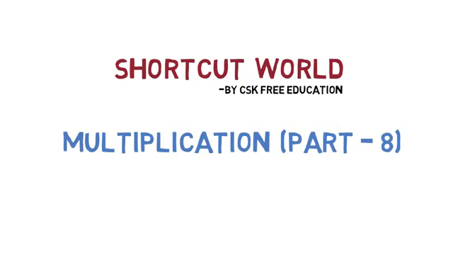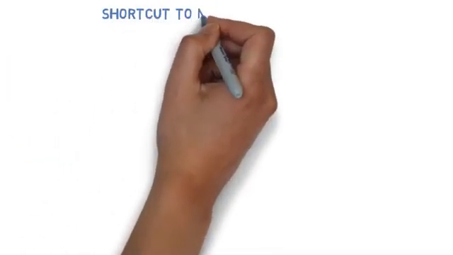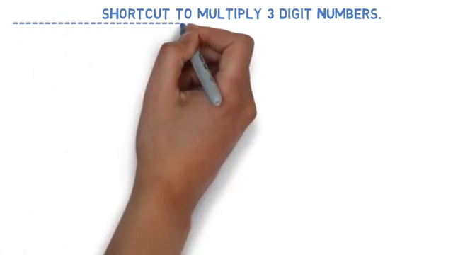As I promised yesterday, today I'm gonna teach you multiplication shortcuts of 3-digit numbers. Yes, you can multiply 3 digits in just a single line. It is possible. Yes, it is possible. So let's begin with this.